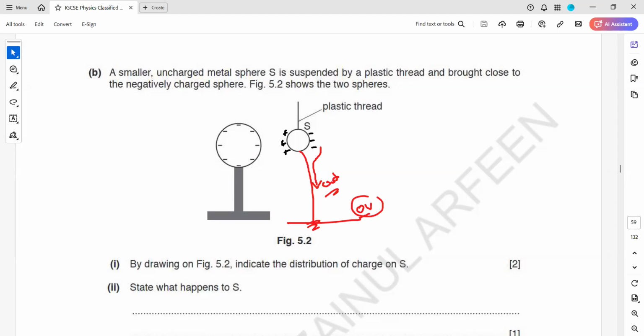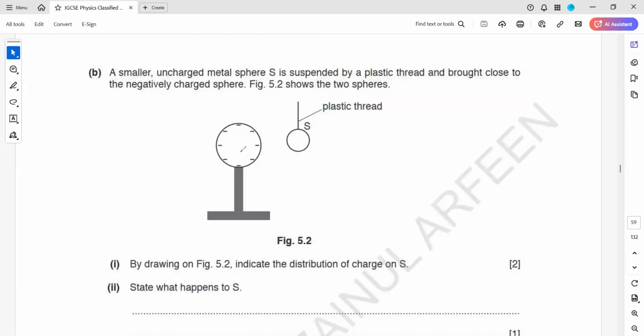So how will this affect S? It will move towards that. No, how will it affect it? It will be attracted towards. That's the effect. Where will it attract? Where it should move. This is positive, this is negative. So when we connect an earthing wire, the earthing wire will remove the electrons or the negative charges from sphere S. So overall, the sphere S will be positively charged.